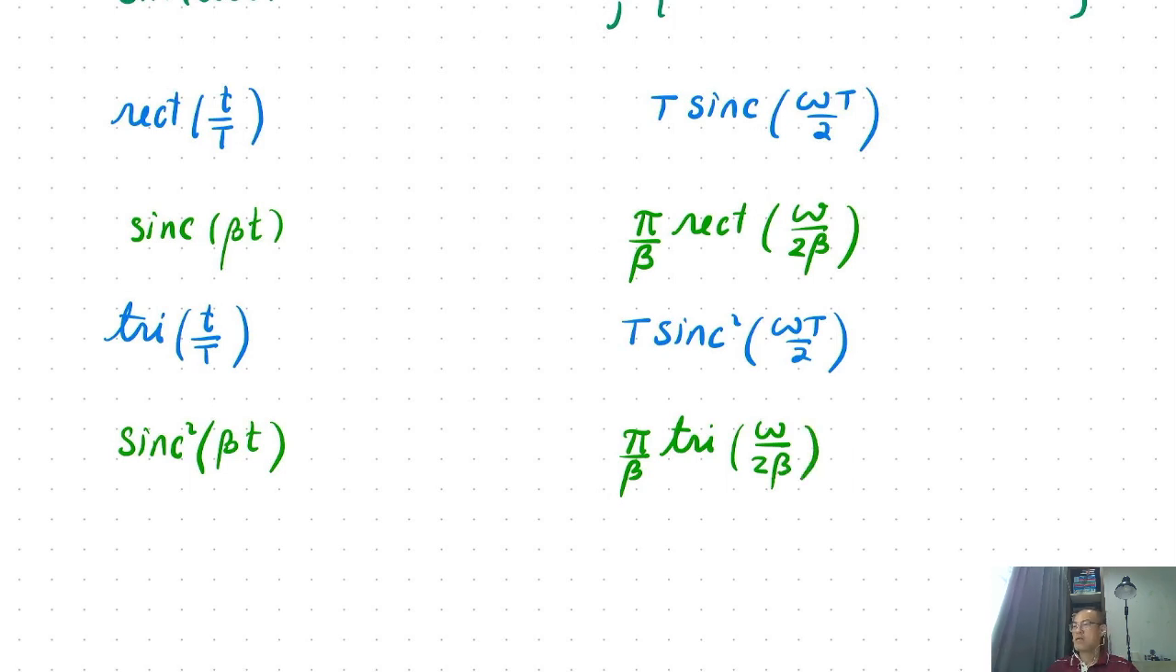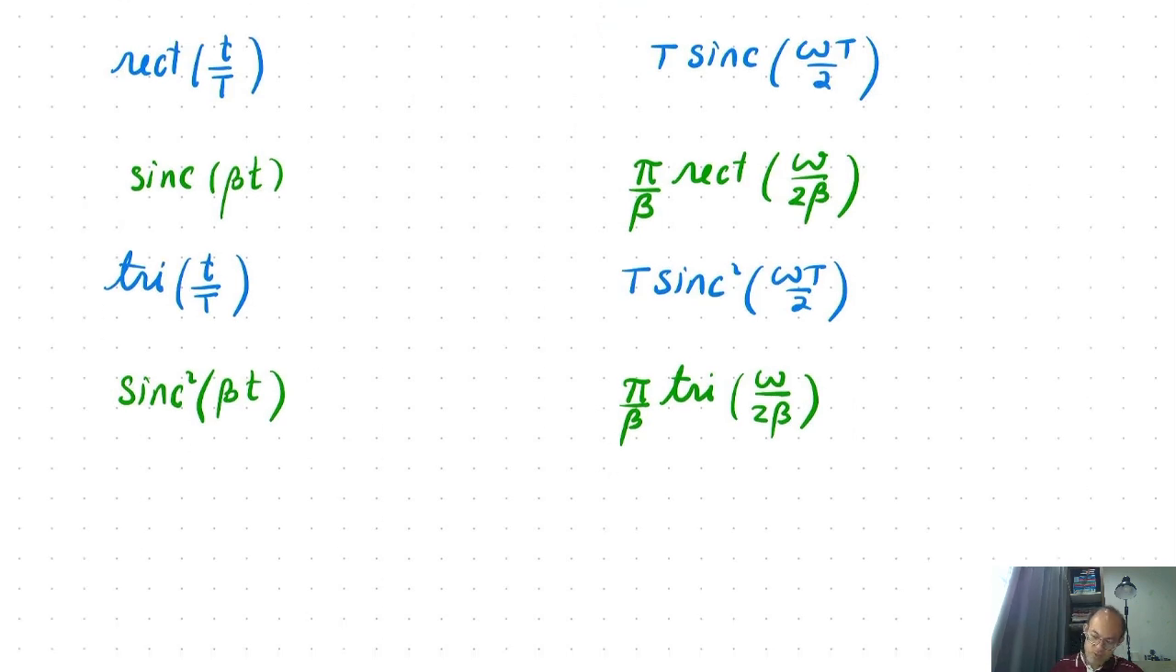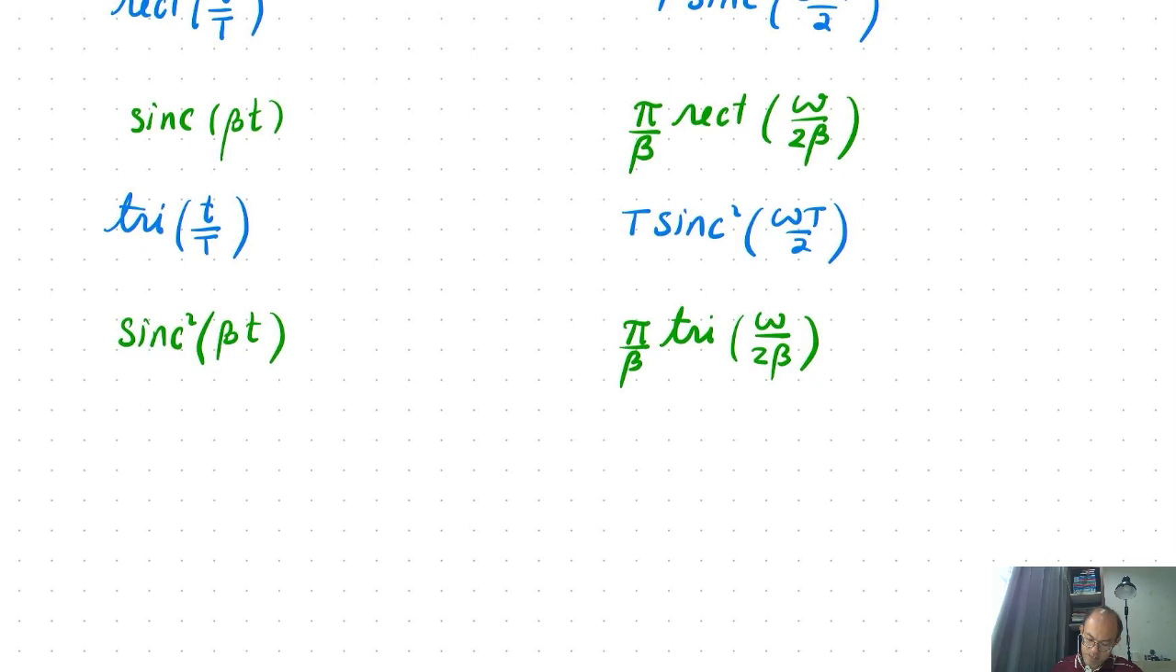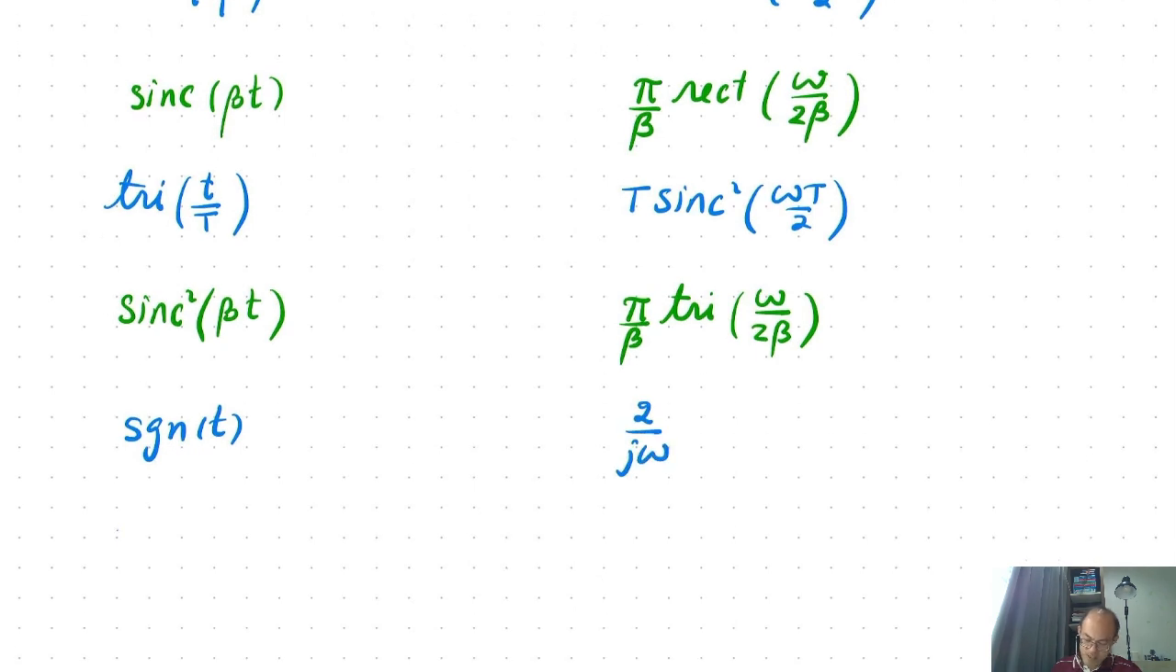And is there anything else? Also, I haven't talked about it, but I'm gonna say it anyway. The signum function has the Fourier transform of 2 over j omega. This one I talked about, but the other one, which is u of t, I haven't talked about. u of t has the Fourier transform of pi delta plus 1 over j omega.